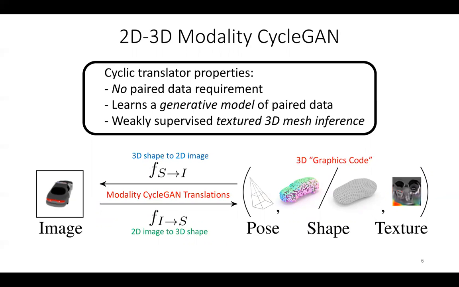In terms of training, it works just like Cycle-GAN. Using point cloud and masked image data, we learn mappings between 2D images and 3D shapes. In our model, 3D shape is a graphics code consisting of rigid pose, a deformed 3D mesh, and a texture image. However, we do not require camera information or 3D textures at training time.